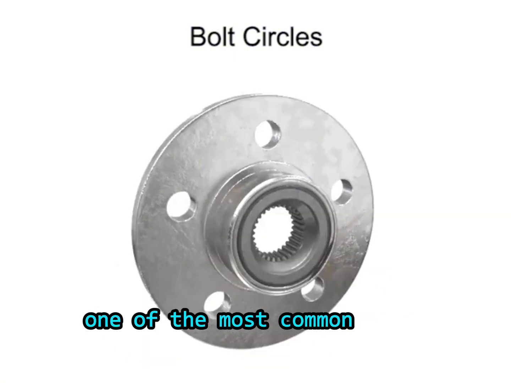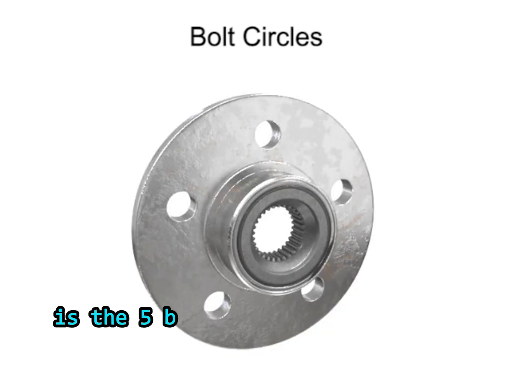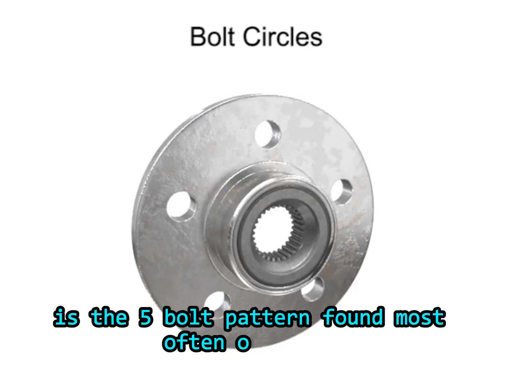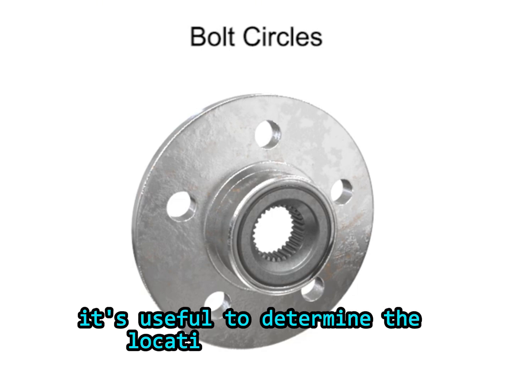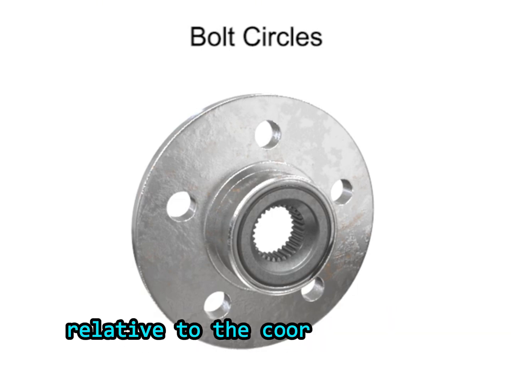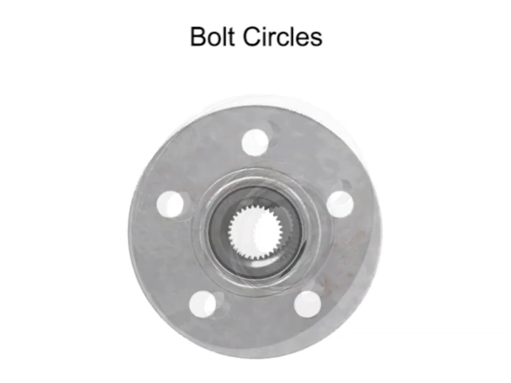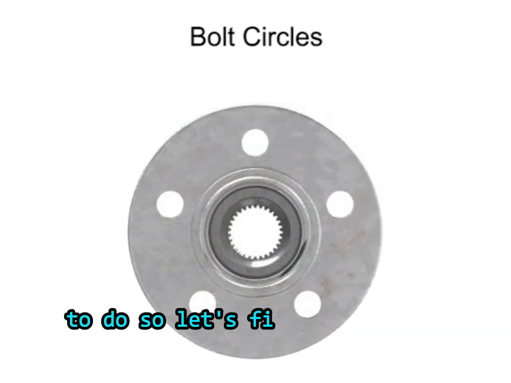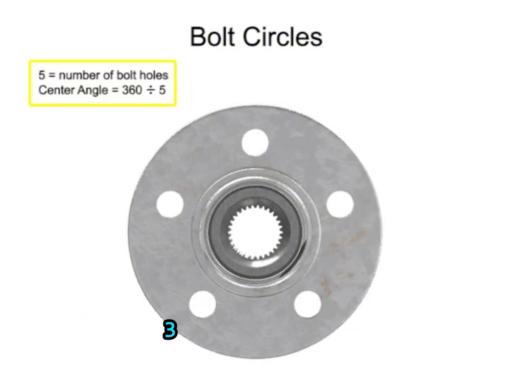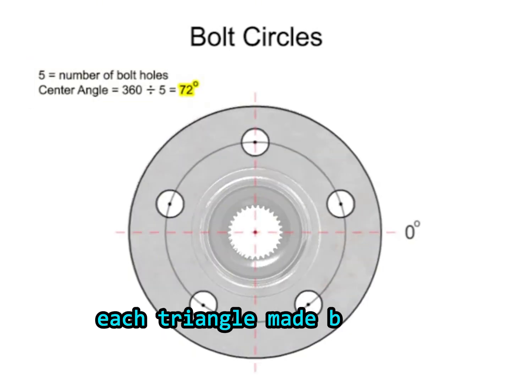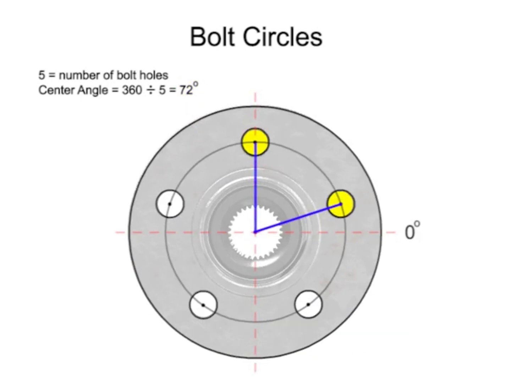One of the most common bolt circle patterns is the 5-bolt pattern found most often on wheels. In manufacturing, it's useful to determine the location of the holes relative to the coordinate axes. To do so, let's first determine the value of the angle between each hole. 360 divided by 5 equals 72. So each triangle made by 2 adjoining bolt holes is 72 degrees.